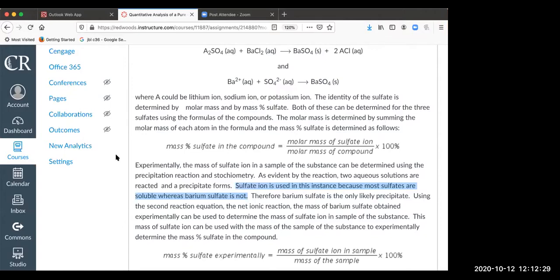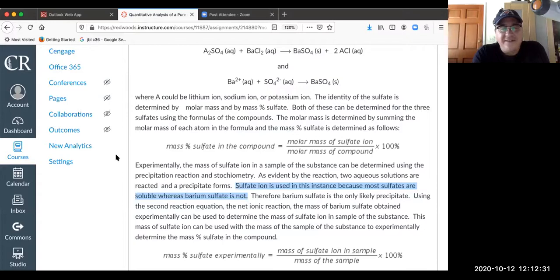Sulfate ion is used to this. Oh, you don't need to read it out loud. No, fine. I mean, yeah, I know. I just read it right now.